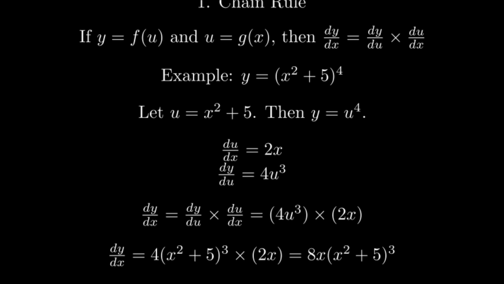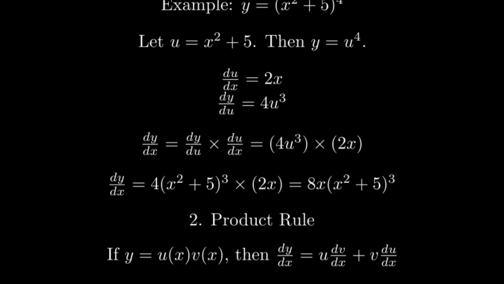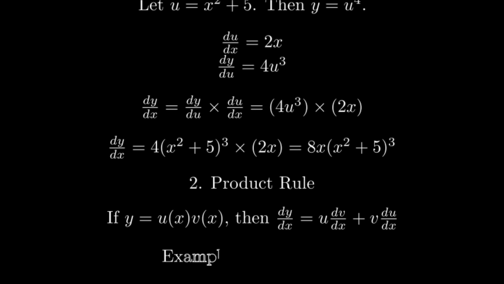Excellent. Now what if we're multiplying two functions of x? For that, we need the product rule. If a function y is the product of two other functions, u and v, its derivative is the first function times the derivative of the second, plus the second function times the derivative of the first. That's u times dv/dx plus v times du/dx. Let's take an example. Let's find the derivative of y equals x cubed times cosine of x.